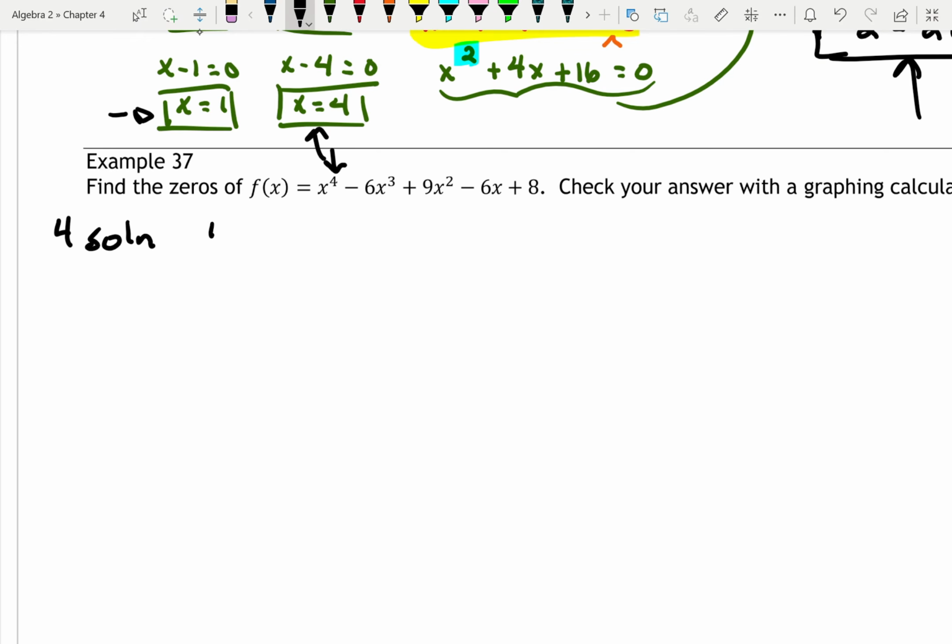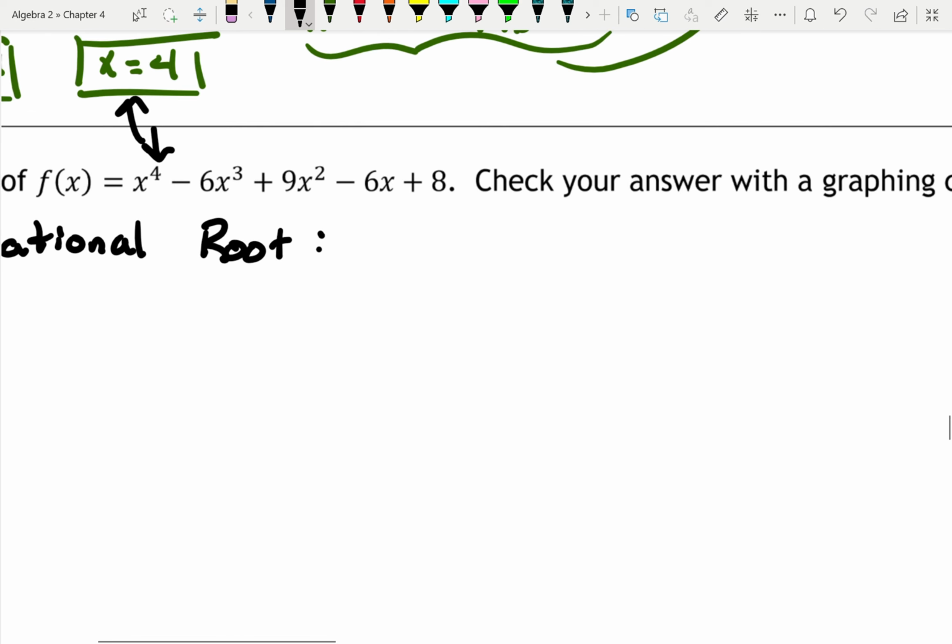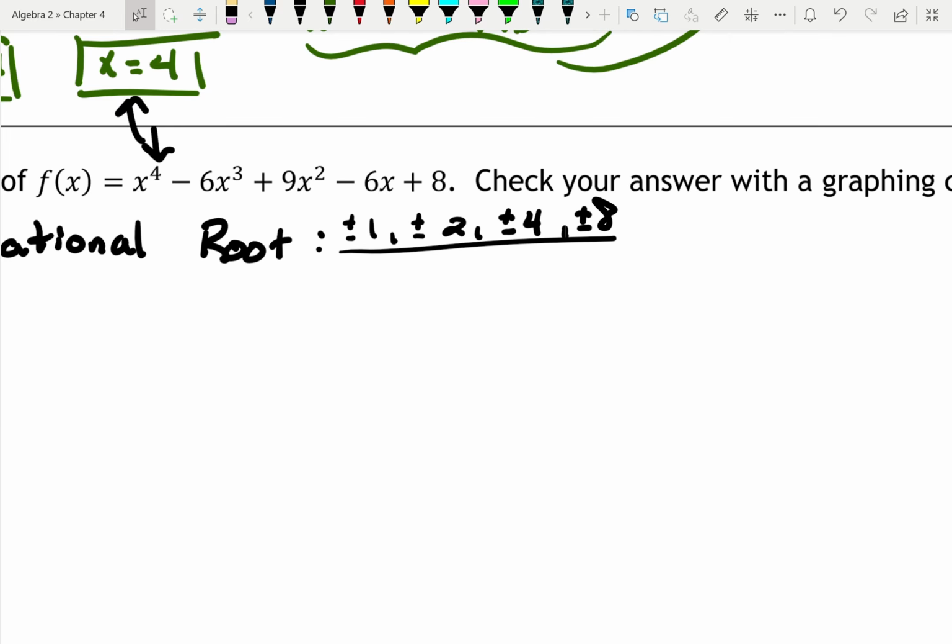I'm going to look at the rational root theorem, and I want to look for all of our possible roots. We're going to have factors of 8, so plus or minus 1, plus or minus 2, plus or minus 4, and then plus or minus 8. And then what's nice is our first term there is just plus or minus 1.